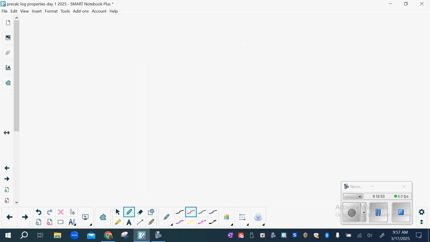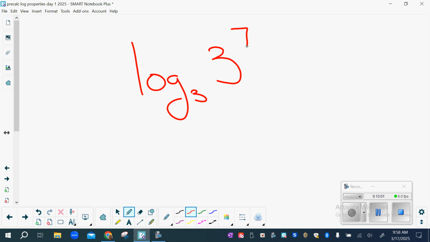On Monday, I taught you a shortcut. I said when you have a log of itself, it kind of cancels out. Do this one. I want you to rewrite this one using the log property, and I'm going to show you why that canceling out shortcut works. If you're like, I didn't get that on Friday, why does it work? Because the answer to this problem is 7. How did I get that?